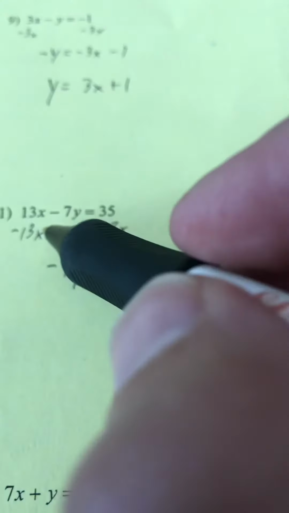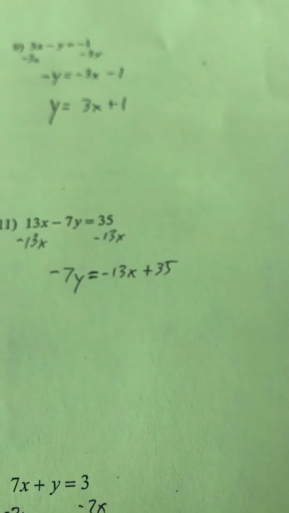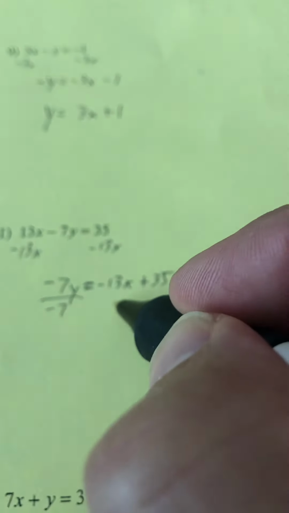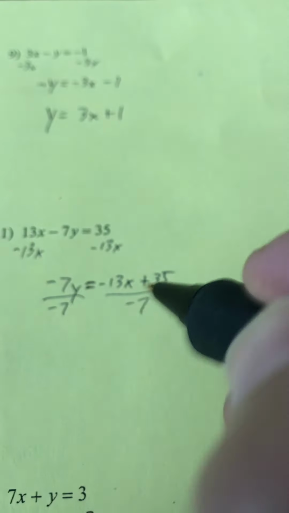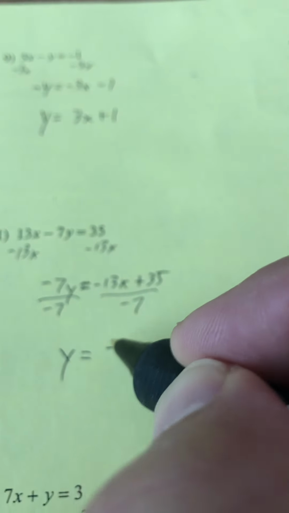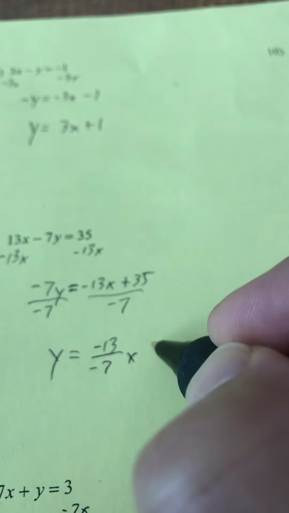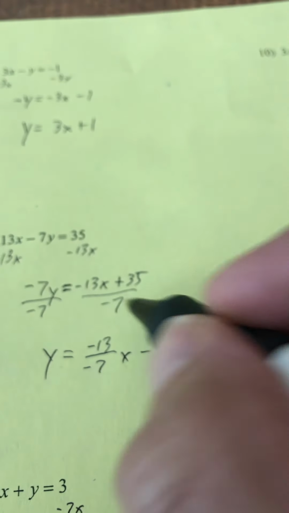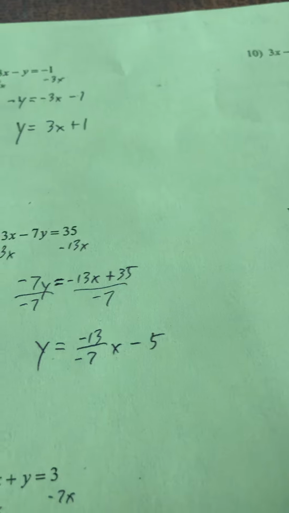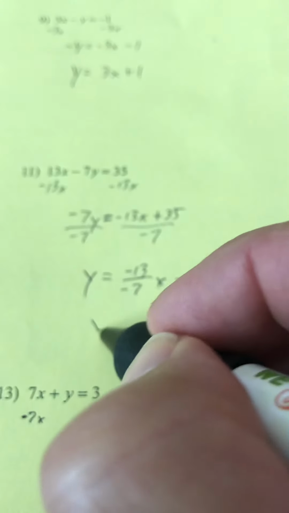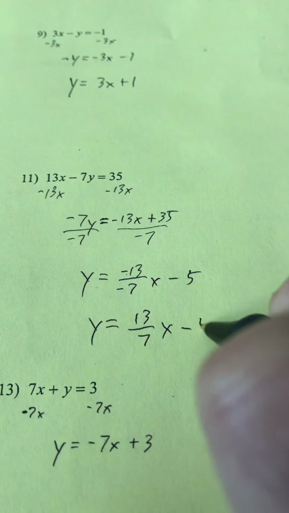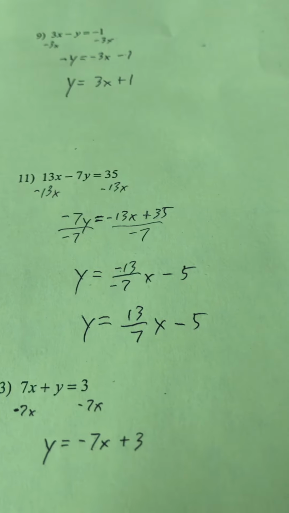Okay, this one, I had to subtract 13x from both sides. And then now I'm going to divide by -7 to get y by itself. Divide both of these by -7. I get y equals -13 over -7x. And this is going to be -5. 35 divided by -7 gives me -5. I have a negative over a negative, so I'm just going to go one more step. Two negatives make a positive. So it's just going to be 13/7 x minus 5.